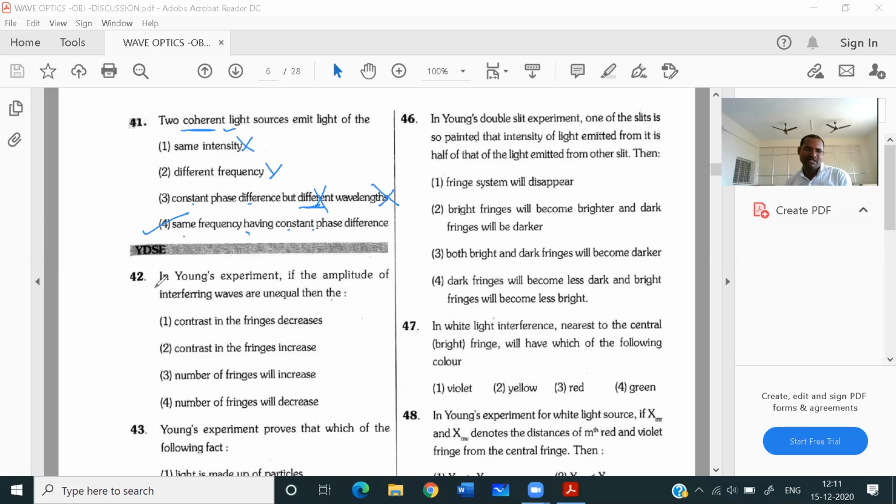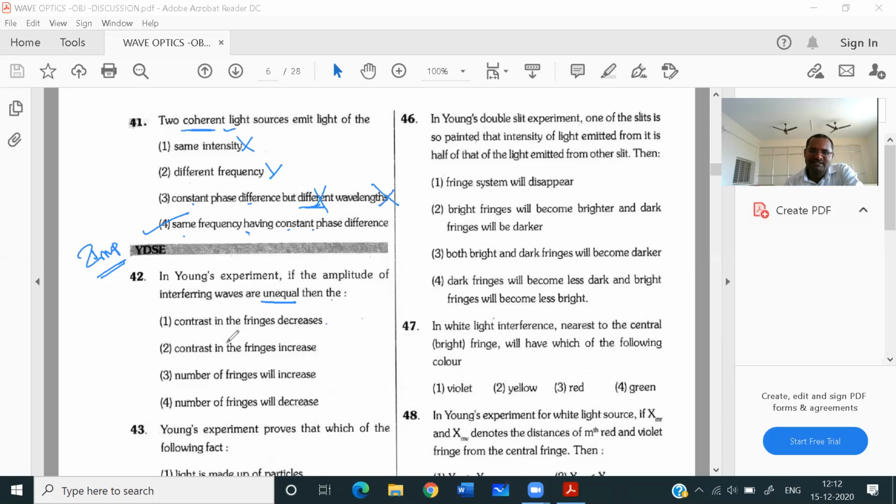Getting? Next, 42. Now we are entering into the YDSE experiment. Very important. On this topic, you are getting so many questions. Yes, JEE students, you also need to be very careful with these points. In Young's double slit experiment, if the amplitudes of the interfering waves are unequal, then what happens to the fringes?